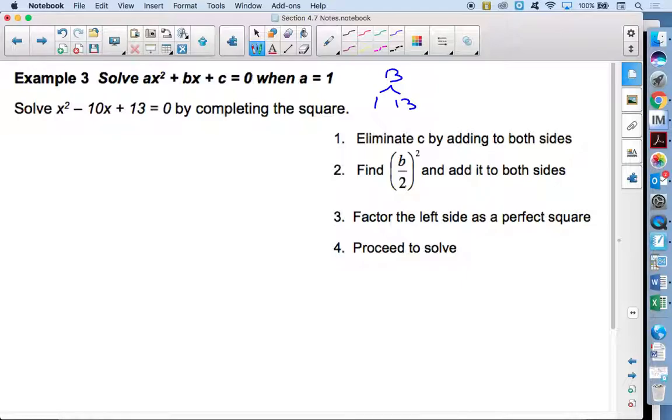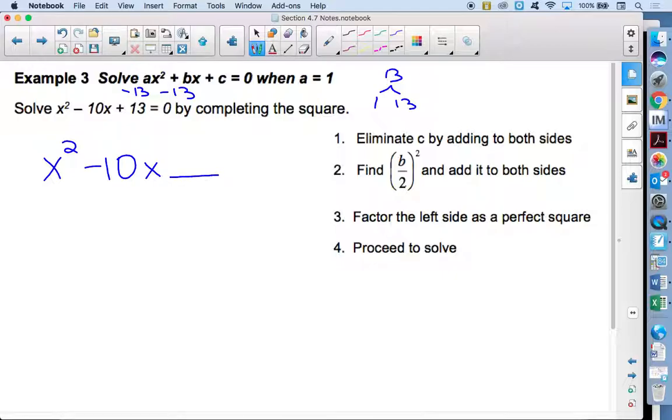So the first step says eliminate c by adding it to both sides. The 13 isn't a perfect square. So we need to get it out of the problem because it has to be a perfect square for us to be able to factor it as a perfect square. So take the 13 to the other side. By doing that, we end up with x squared minus 10x. That's that x squared plus bx. That's what we need to get a perfect square.